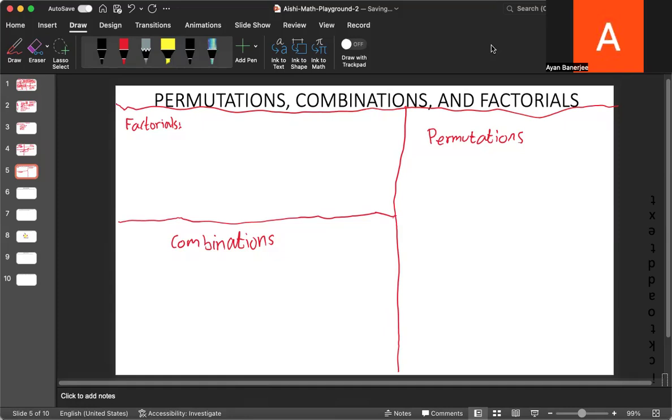Today we'll be exploring the difference between permutations and combinations. One of the most important things for permutations and combinations are factorials.